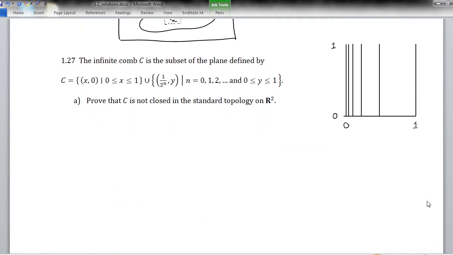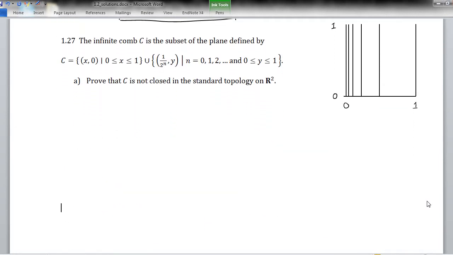All right. So let's take a look at Exercise 1.27. The infinite comb C, which is pictured at the right here, is the subset of the plane defined by, well, it's the set of all points (x, 0) with x coordinate between 0 and 1. So that's this closed horizontal interval here. Union with all the points of this form, where the x coordinate is going to be some power of 1/2, and the y coordinate is going to be everything between 0 and 1.